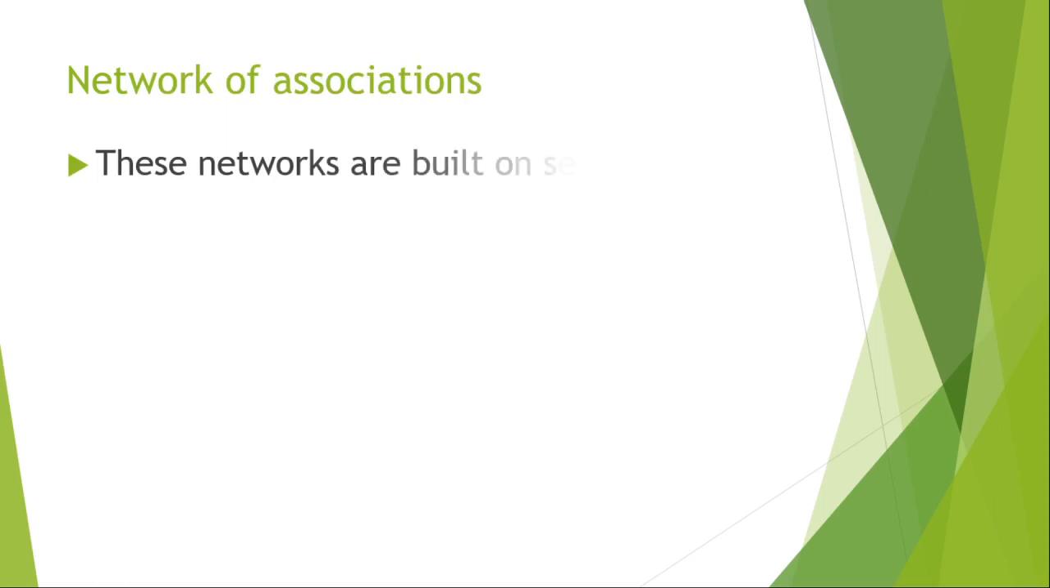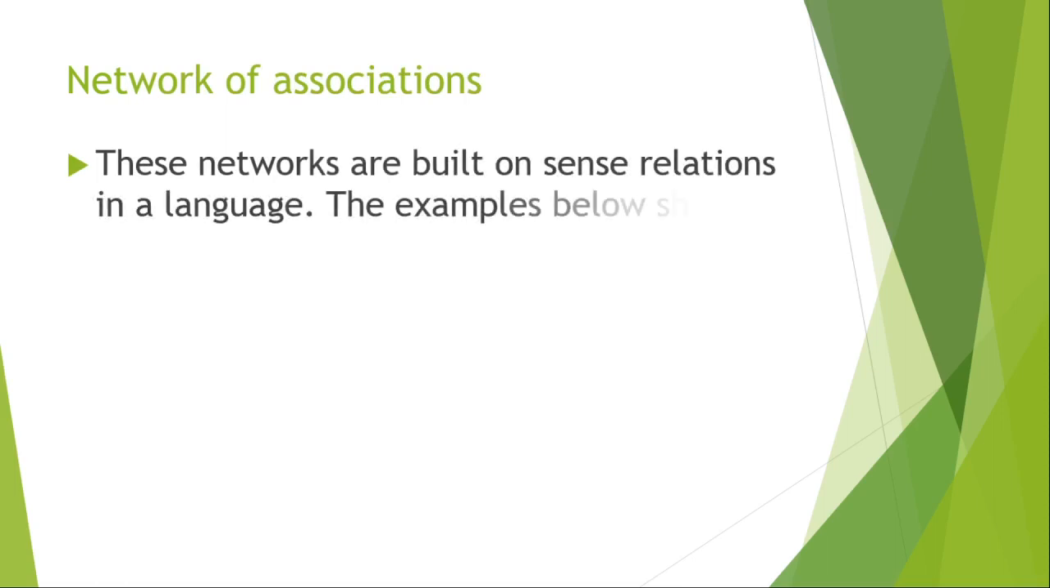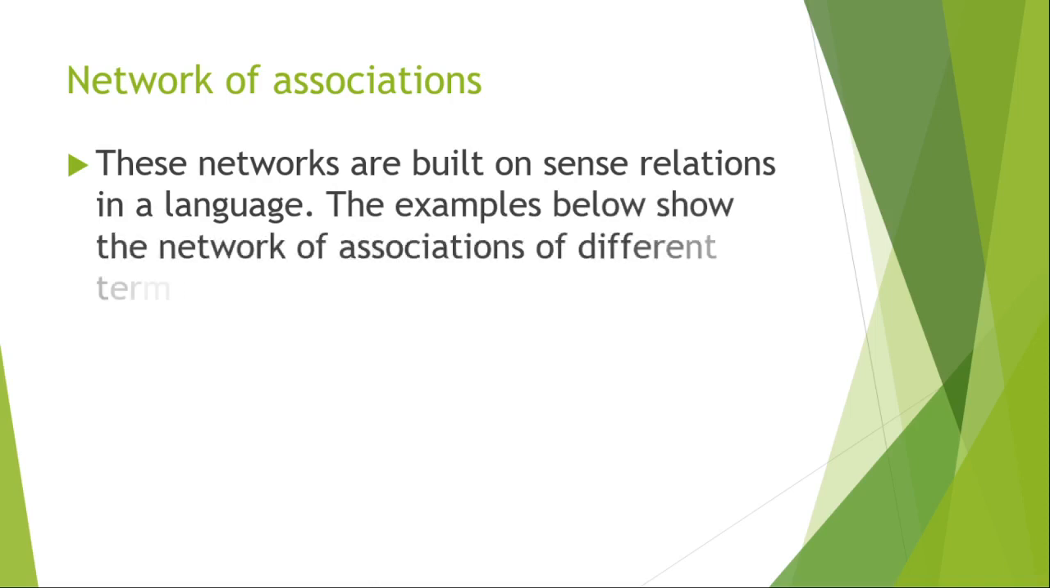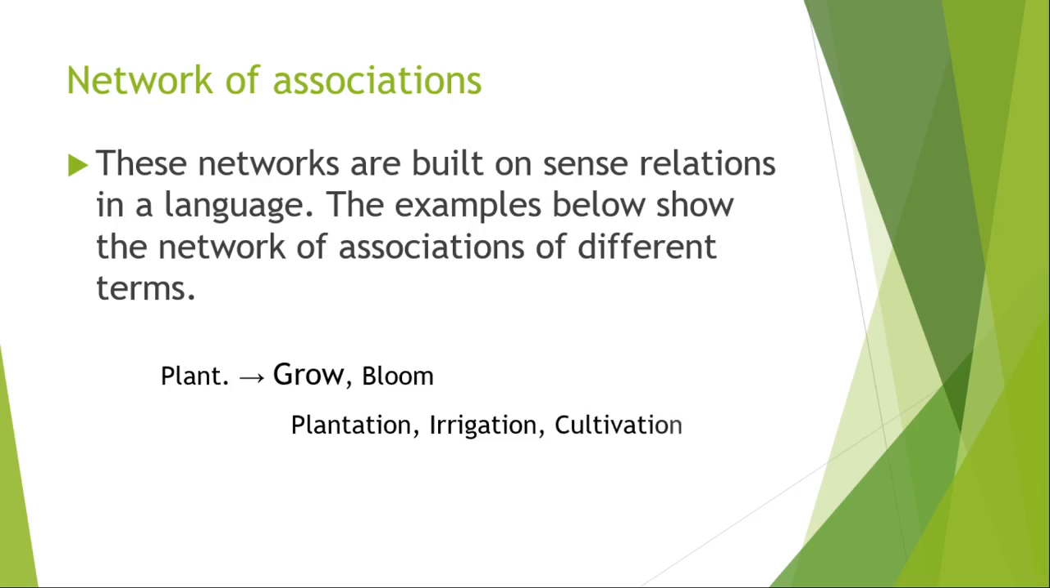These networks are built on sense relations in a language. The figure below is an example of a network of association of terms that shows how there are semantic associations. Look at the first example. A plant can grow and bloom; there is a semantic association. Then plantation, irrigation, and cultivation have a semantic association. And then the farmer, cultivator, and peasant have a semantic association.